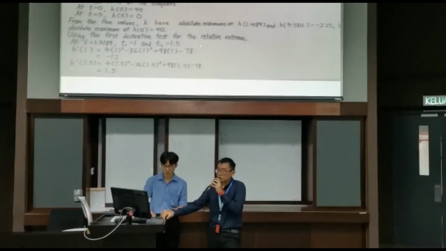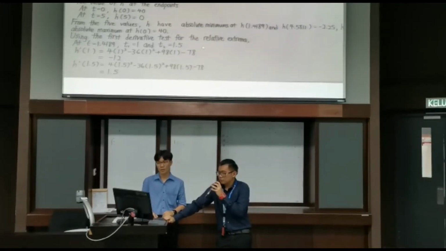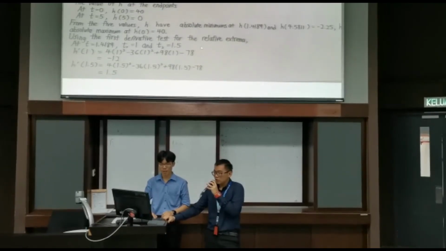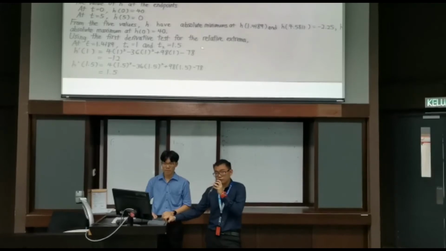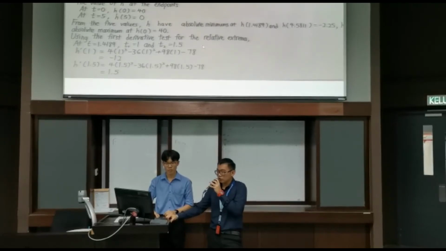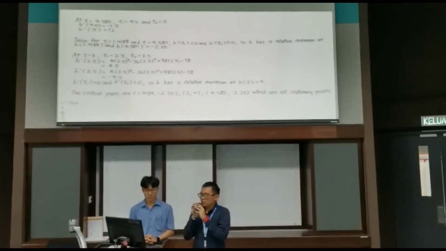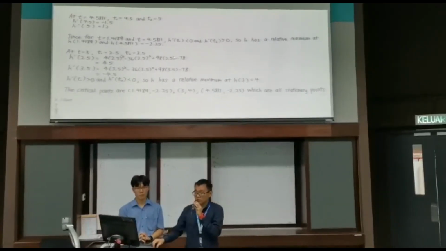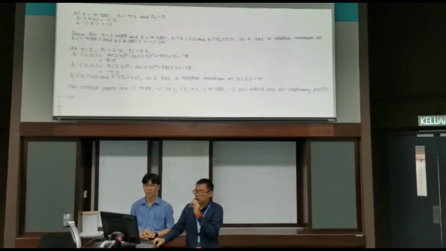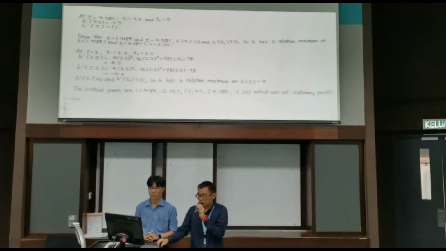Then we are going to use the first derivative test for the relative extrema. At t equals 1.4189, we assume 2 points, which are 1 and 1.5. We sub 1 and 1.5 into h prime, and we get negative 12 and 1.5. At t equals 4.5811, we assume another 2 points, which are 4.5 and 5. When we sub 4.5 and 5 into h prime, we get negative 1.5 and 12.